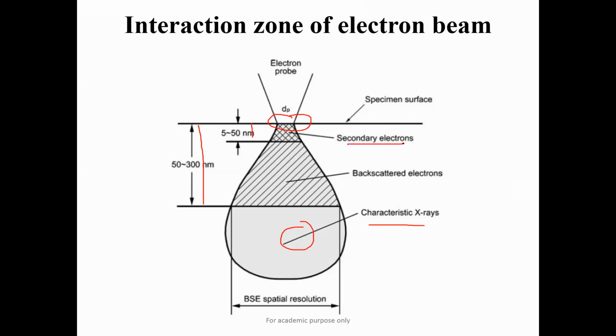The secondary electrons come from just 5 to 50 nanometers, so they do not have much energy and they are losing energy. Secondary electrons will also be generated deeper, but they don't have sufficient energy to come out of the specimen. That's why only electrons generated in the top 50 nanometers, losing their energy, are able to come out of the sample. The backscattered electrons are energetic and do not lose their energy, so we get signal from up to 300 nanometers. X-rays are hard X-rays, so they are able to come out even from deep inside the sample.